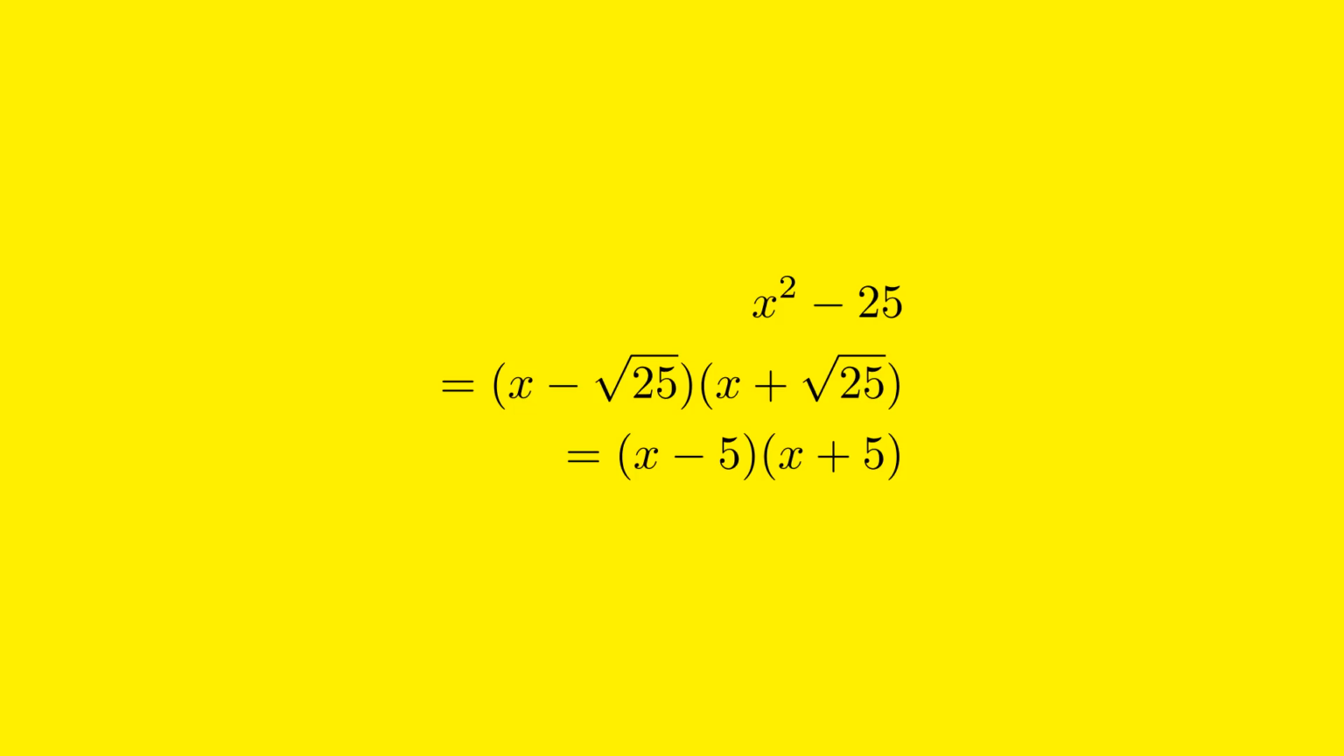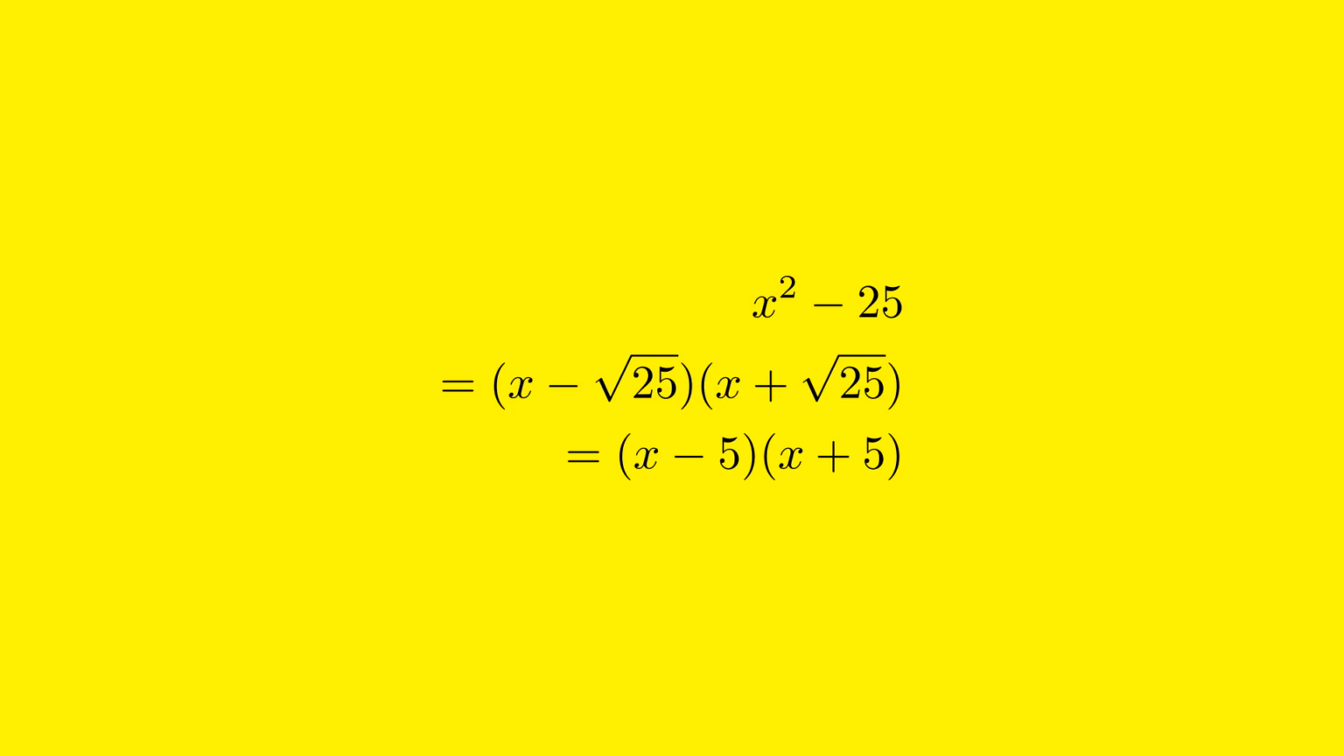We begin by examining the given expression, x squared minus 25. Looking at the structure of the expression, it fits the form of a difference of squares. A difference of squares is an algebraic expression that can be factored and is characterized as a binomial in which both terms are perfect squares and are connected by a minus sign. To factor the difference of squares, we first identify the square roots of each term. The square root of x squared is x, and the square root of 25 is 5.